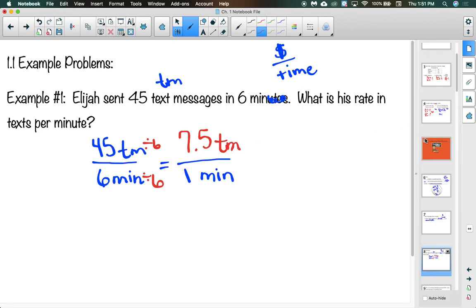Okay? If you want to check my math, feel free to do so. You can do that longhand or you can check it with the calculator. We did all that in Chapter 0 with dividing decimals. So 7 5/10 texts per minute. That's what I would say is Elijah's rate in texts per minute. Okay, so the final answer is right here, 7 5/10 texts per minute. Let's see another one.